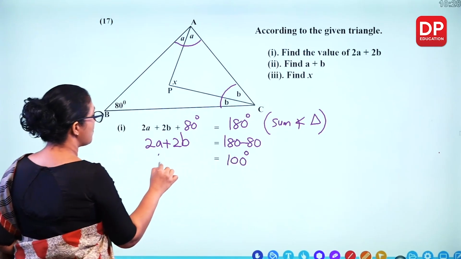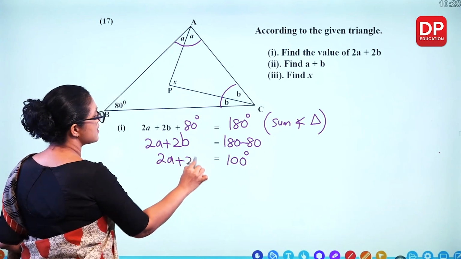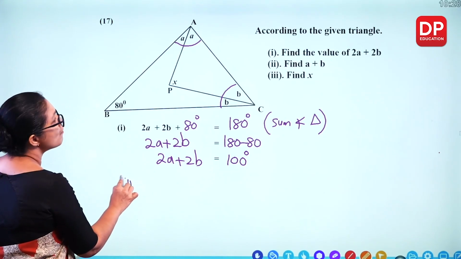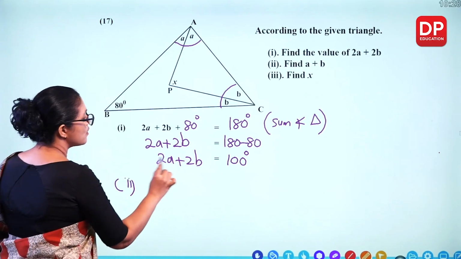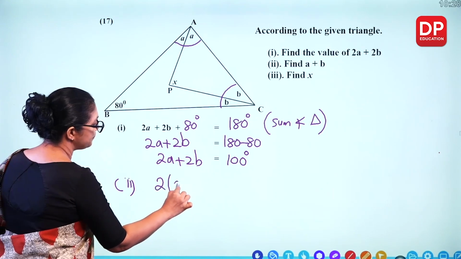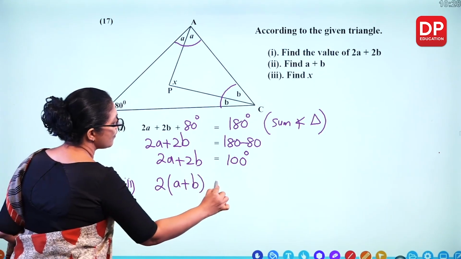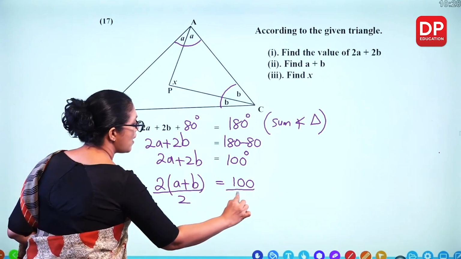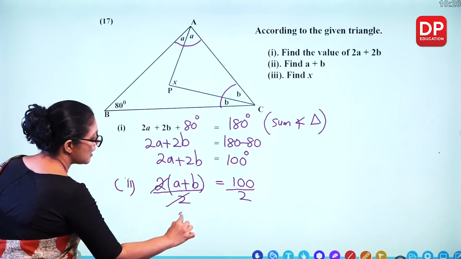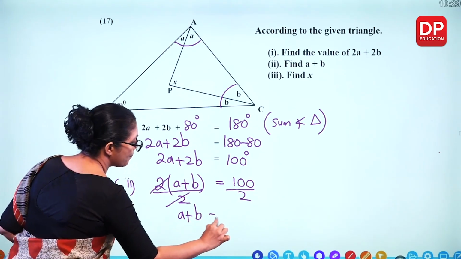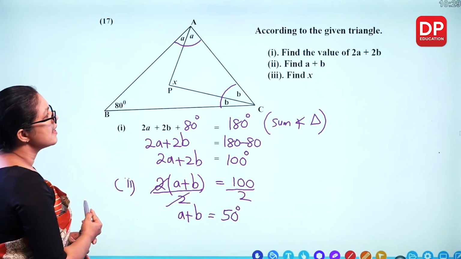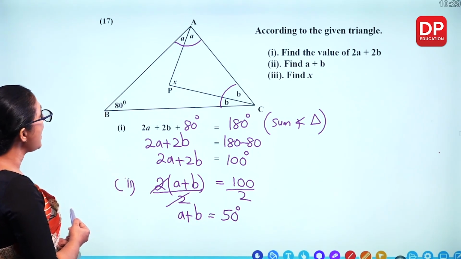So what's 2A plus 2B? That's 100. Then part 2, find A plus B. So take 2 out from this. You can divide both sides by 2. What's A plus B? 100 divided by 2, that's 50 degrees. That's A plus B.